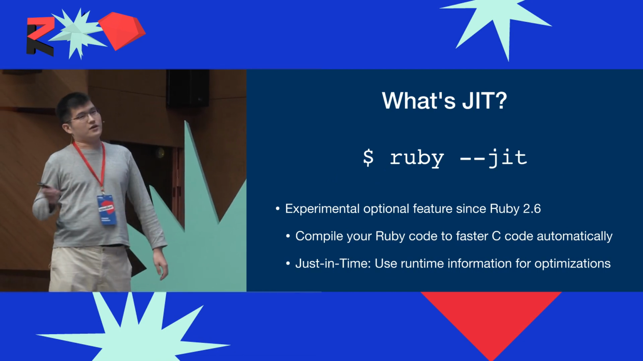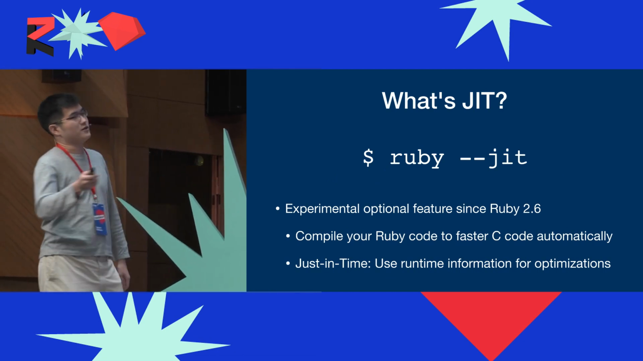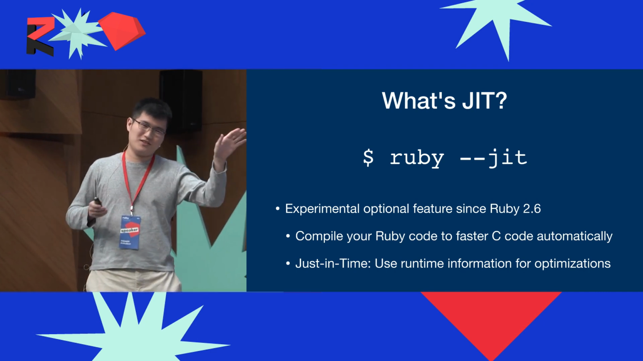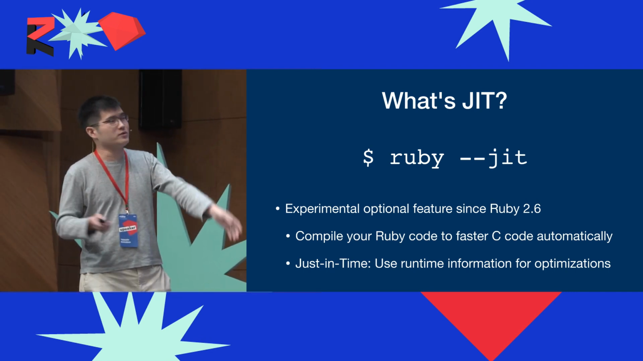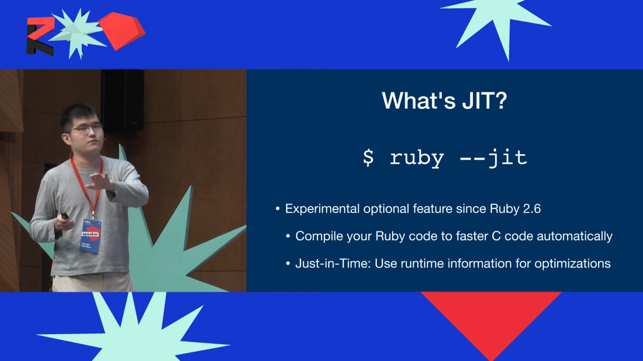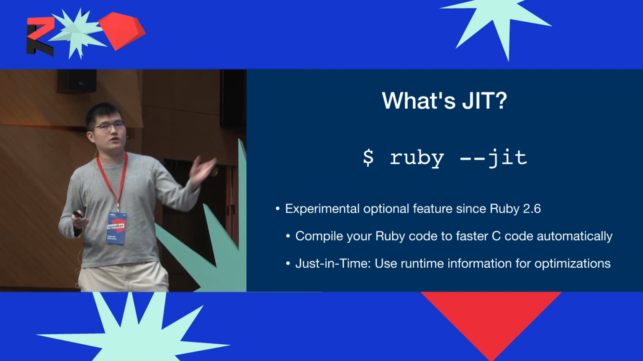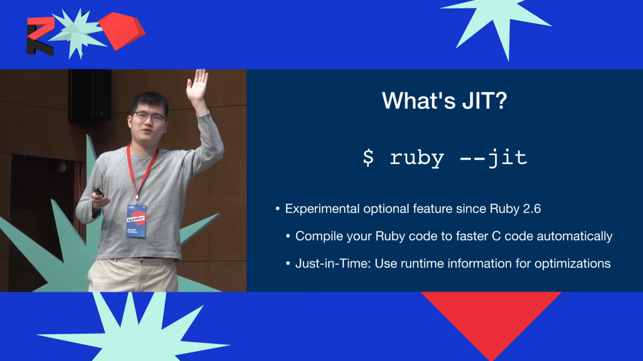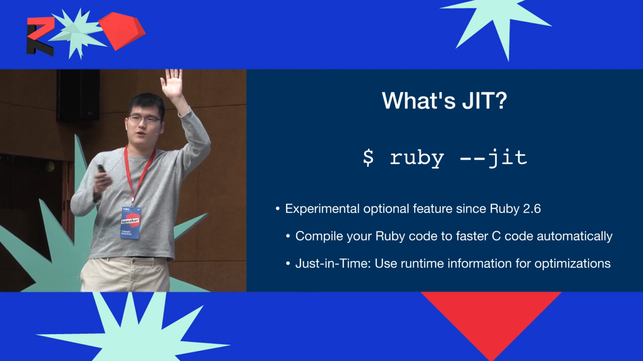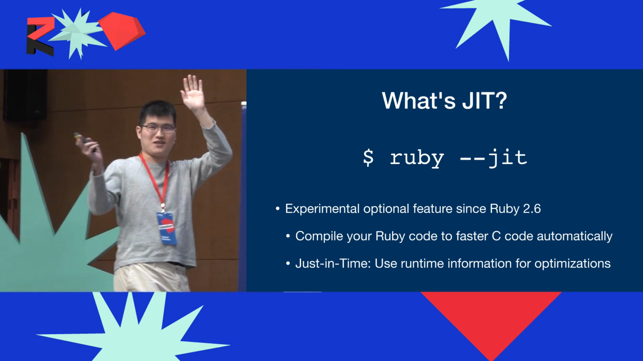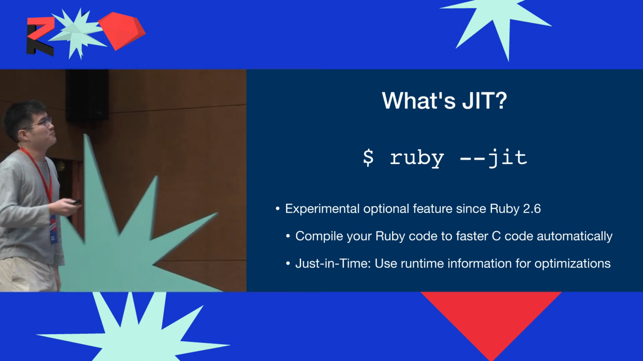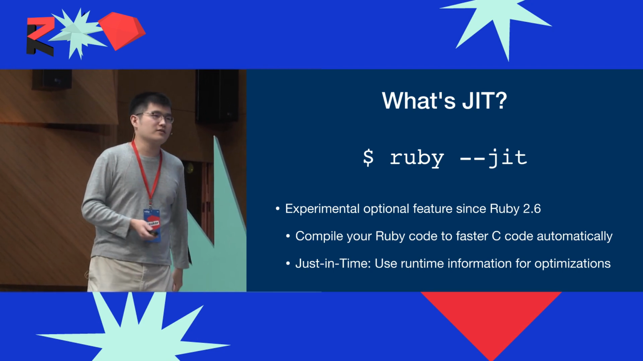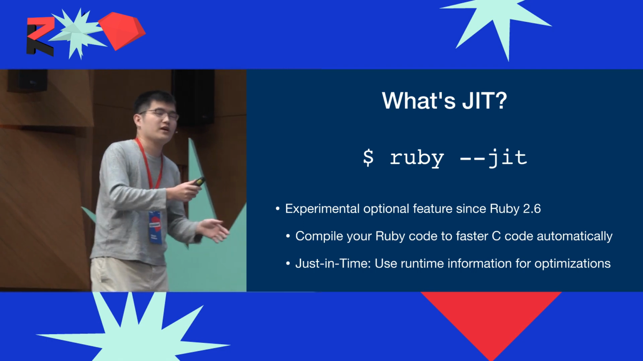The feature is very easy to use, maybe the simplest feature ever. Once this is stabilized or more optimized, maybe this can be enabled by default in the future. But right now, you need to specify --jit. How many people have ever used the JIT feature or at least tried it once? Okay, some people.